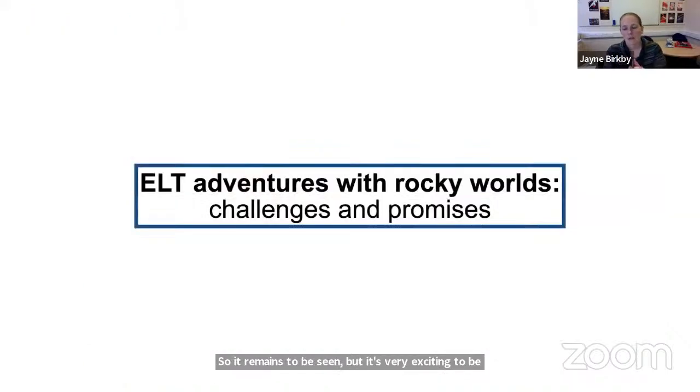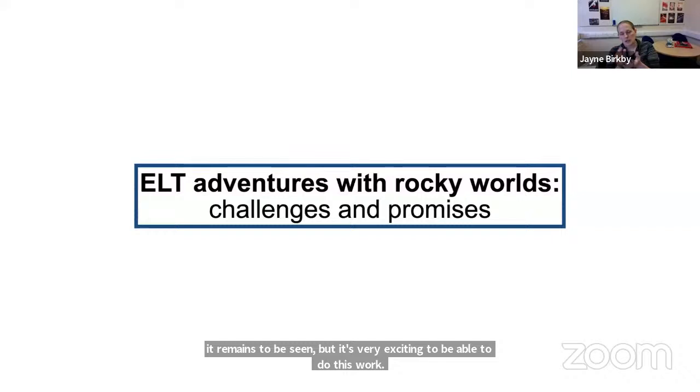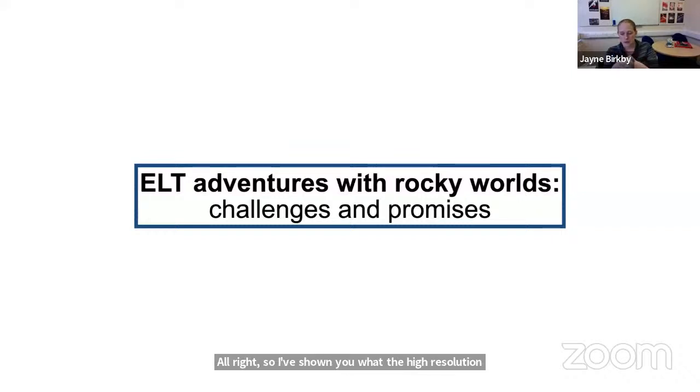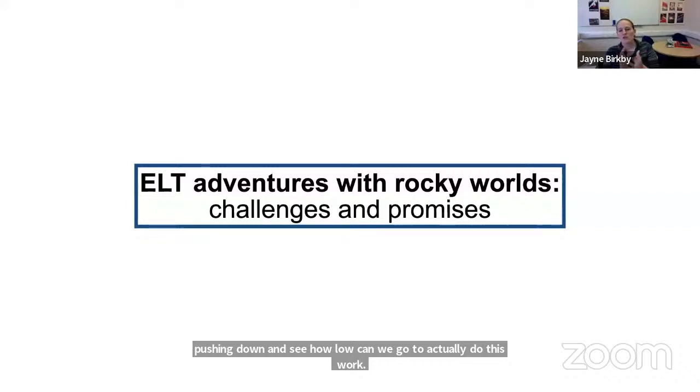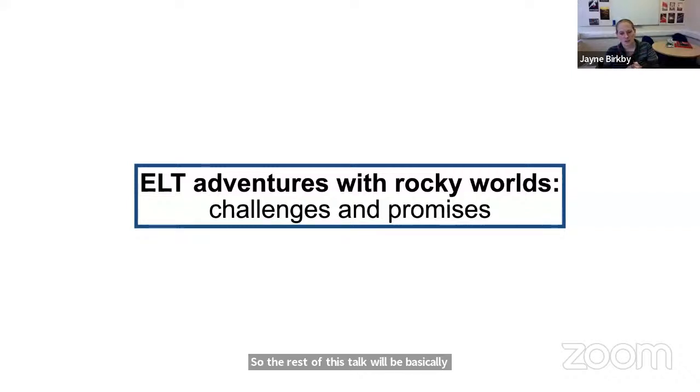All right, so I've shown you what the high resolution technique can do. I've shown it has some advantages over what we can do with low resolution data from space. And I've shown you what we've done so far for giant planets, mostly hot Jupiters. I want to start pushing down and see how low can we go to actually do this work. So the rest of this talk will be basically adventures with the extremely large telescopes and seeing what we can do for rocky worlds. And I'll highlight some of the challenges and, let's say, promises of what we think we will be able to do.